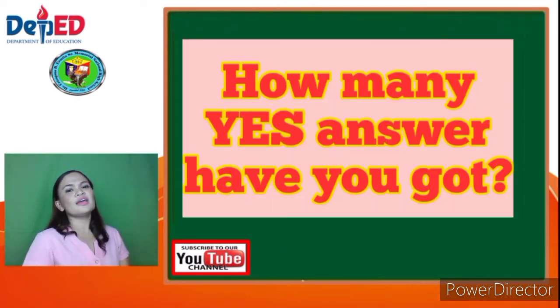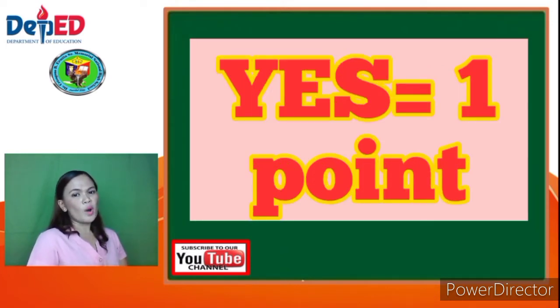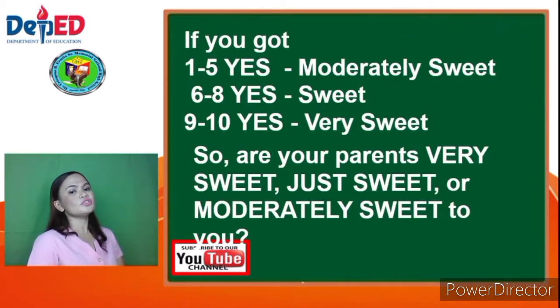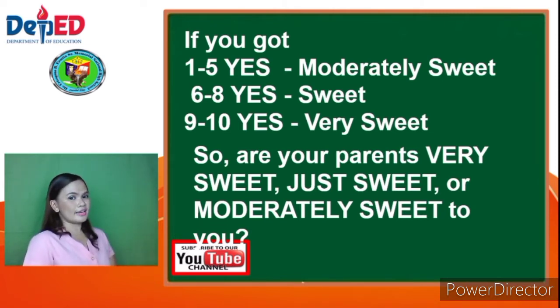This time, count the number of yes in your answers. One yes is equivalent to one point. Alright, have you found out how many yes answers you got? Let's interpret the result. If you got 1 to 5 yes, your parents are moderately sweet. And if you got 6 to 8 yes, your parents are sweet. And if you got 9 to 10 yes, well, you have very sweet parents.